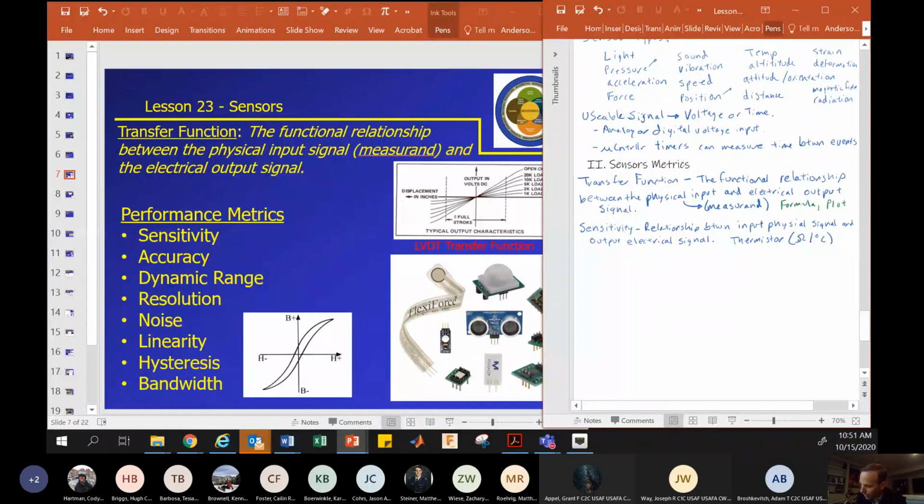Okay, so the next one is accuracy, and that is the largest expected error between ideal and actual output signal. Okay, so let's think about what that means.